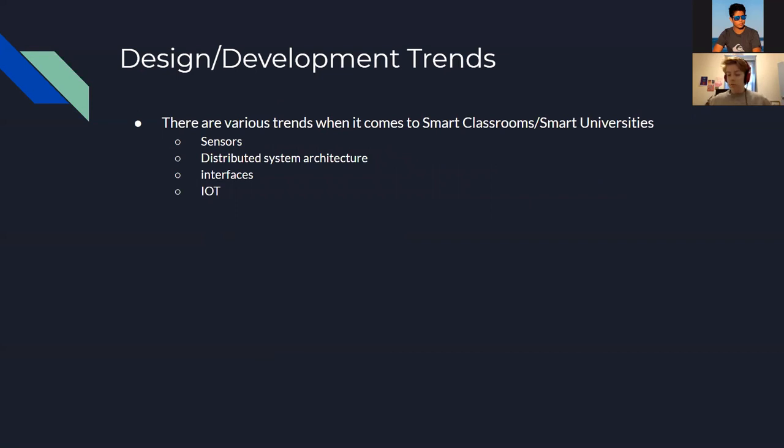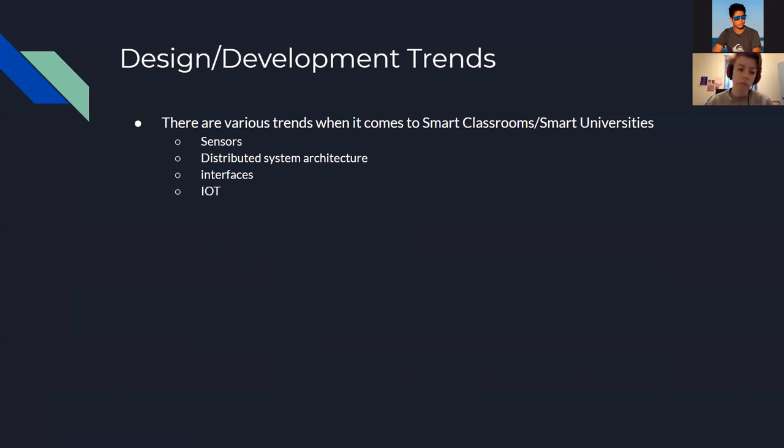Design development trends. There are various trends when it comes to smart classrooms and universities. They include having sensors throughout the classroom. Like I mentioned before, you'd have sensors that can detect head nodding or eyes being closed or fidgeting. So this really helps teachers and instructors to monitor their class and see the state that their students are in. So if they need to take a break or change their pace of teaching, they can easily do so.